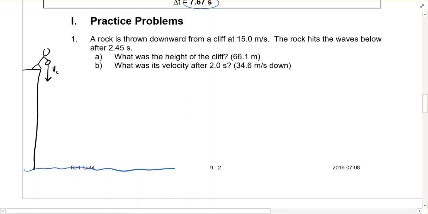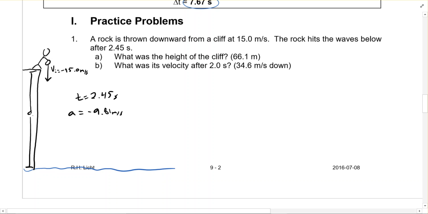And VI is going to be equal to 15 meters per second. The time, let's put that over here maybe, time is going to be equal to 2.45 seconds. And our velocity being thrown downward, and this is important, I should write this here now too while I'm thinking about it, VI is going to be equal to negative 15 meters per second. All right, don't forget the negative because it's going down. Okay, and then also A, our acceleration, is going to be equal to negative 9.81 meters per second squared. And we are looking for our distance, how high our cliff is.